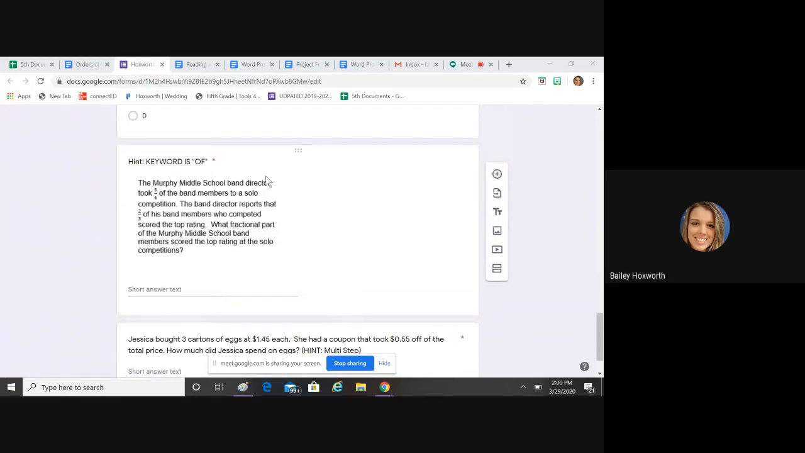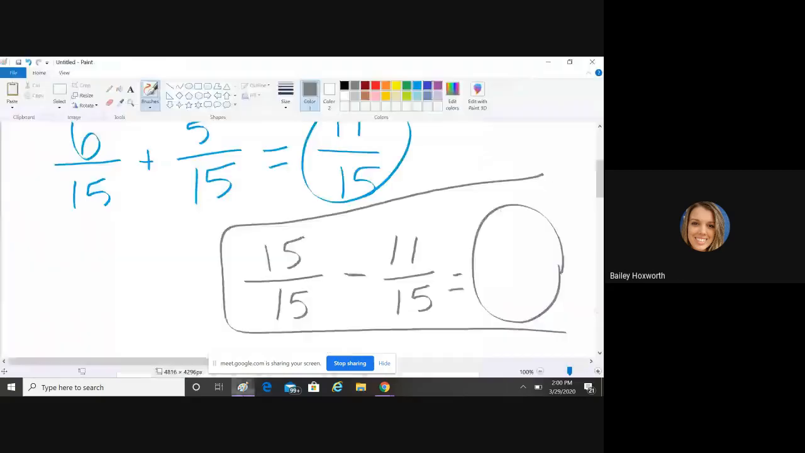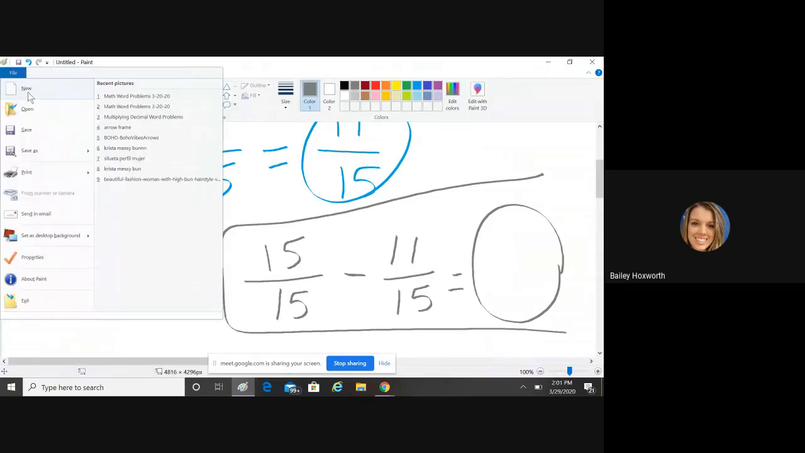The Murphy Middle School band director took 3/4 of the band members to a solo competition. The band director reported that 2/3 of those band members who competed scored in the top rating. What fraction of Murphy Middle School band members scored the top rating at the solo competition? My little hint to you was the key word is of. What does the word of mean? It means to multiply.